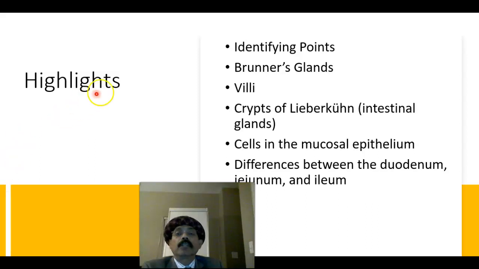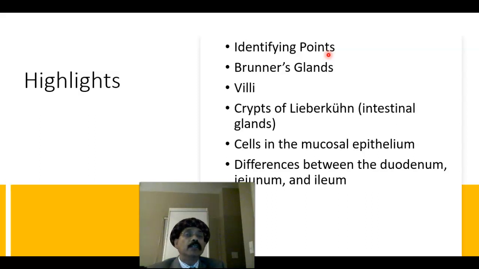Okay. So what are the highlights, identifying points? What are the identifying points for the duodenum? Again, it is composed of mucosa. Mucosa has villi. Villi has microvilli, and also the villi is lined by the simple columnar epithelium. Inside the villi we have lacteal, arteriole, venule, and also we have the small artery, small vein. Also we have the smooth muscle that is coming from the muscularis mucosa.